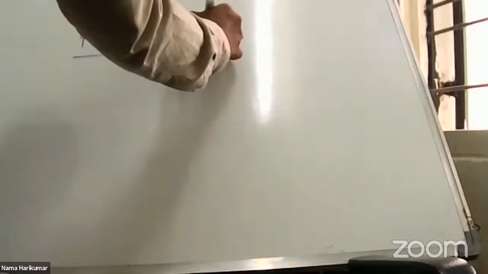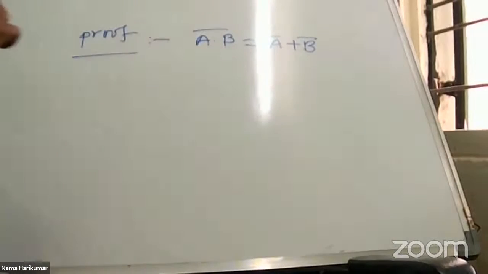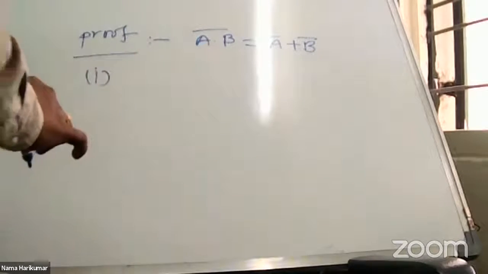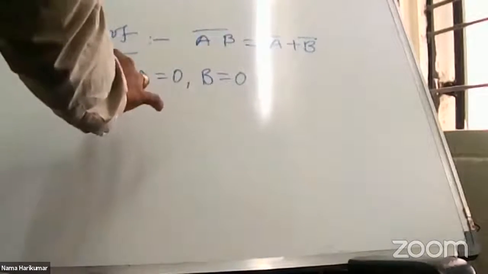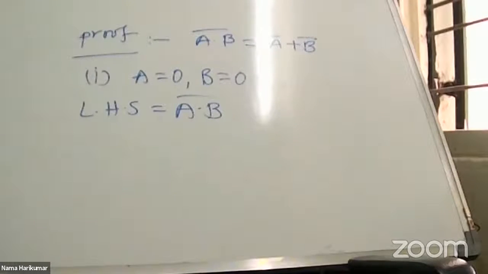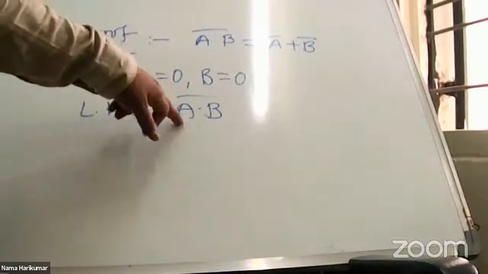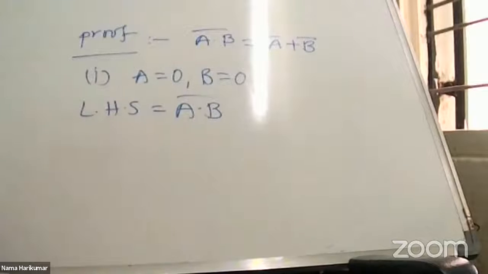So the first case is A equal to 0 and B equal to 0. The LHS value is (A dot B) complement. First of all, in the place of A we put 0, and in the place of B we also put 0. See how much value we get.